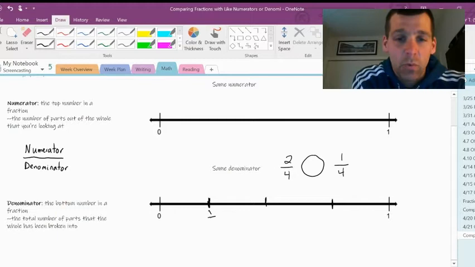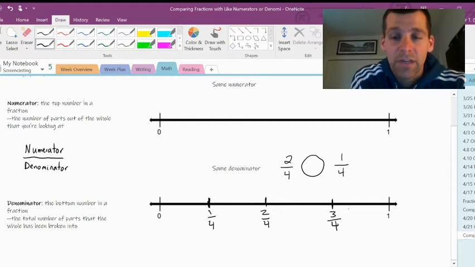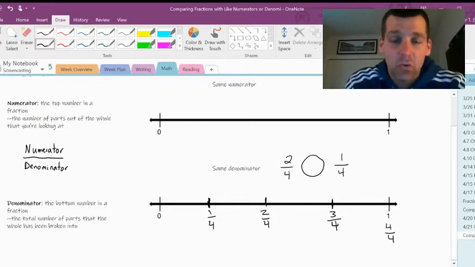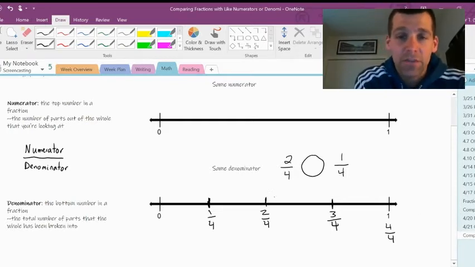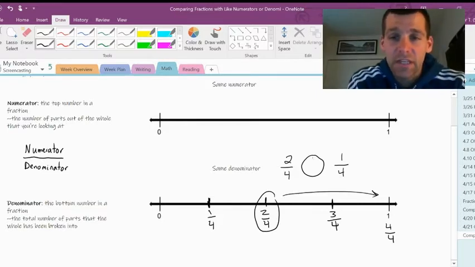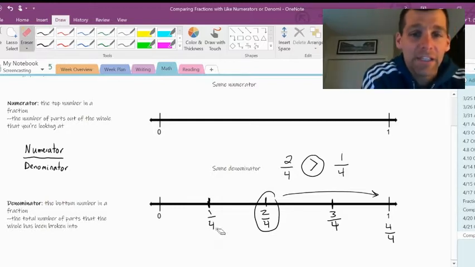Here, this would be 1 quarter. This would be 2 quarters, and this would be 3 quarters, 3 out of 4. And this here, 1 whole, would be 4 quarters, 4 out of 4. Here I can easily see that the one that is greater is the one closer to 1 whole, which is 2 quarters. This one is further along and closer to 1 than 1 quarter is. In this case, I could make this a greater than.